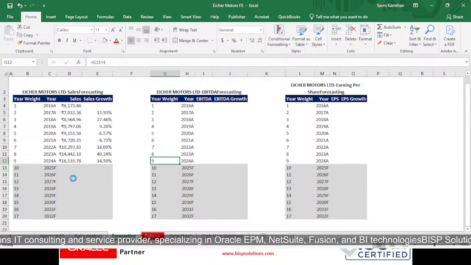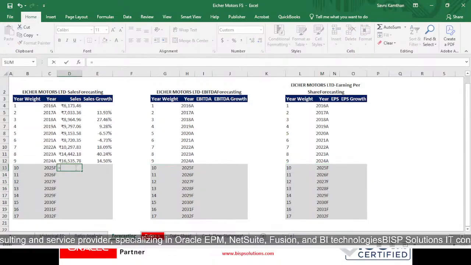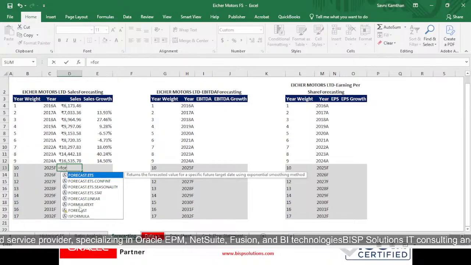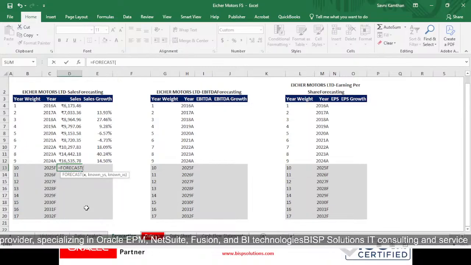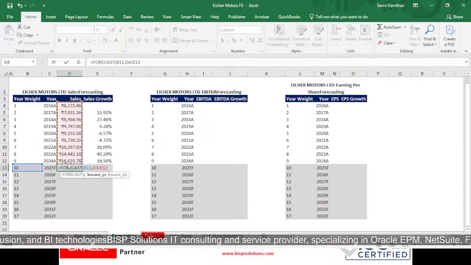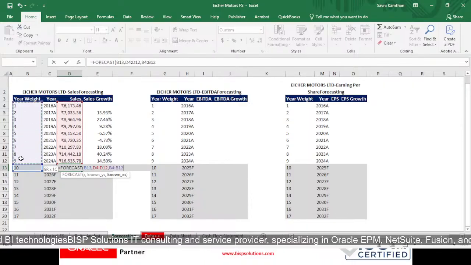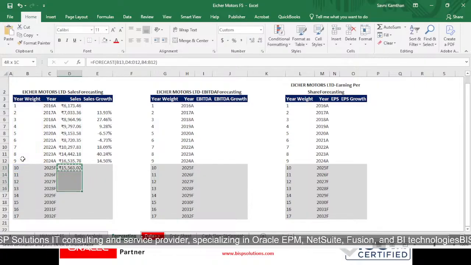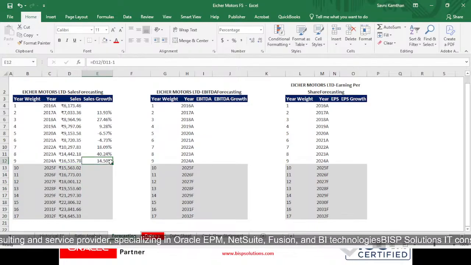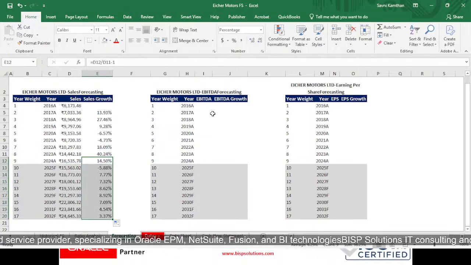Right now what I will be doing, I will be taking the forecast function. Now I want to forecast for my 10th, and my known y's is this one, and my known x's is my year weight, and then I will be closing the bracket, control plus C and drag it till the end, right? And the same formula will be given to this side.